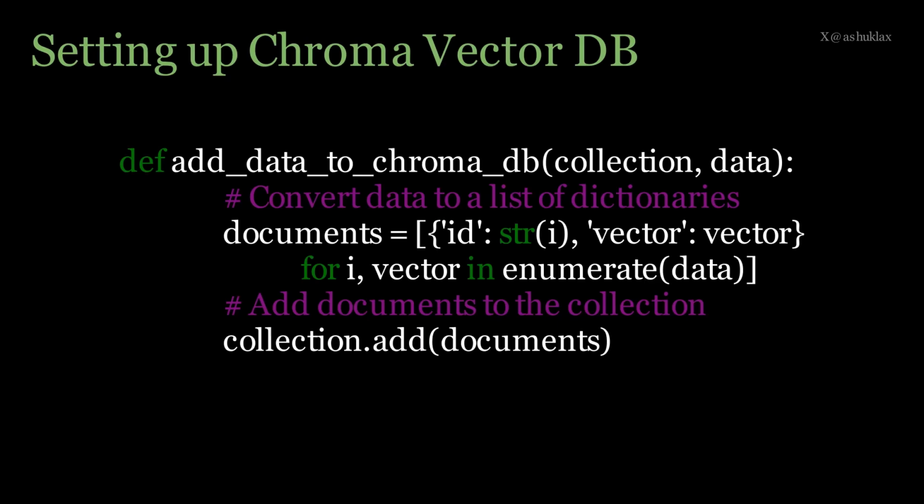Okay. Now the enumerate function is used to get both the index and vector from the data. It's simply like a zip kind of function. Then we need to add these documents to the collection we have created. Simply you say collection.add and pass these documents you have just created. This line is going to call the add method on the collection object and pass the documents list as an argument. So once you run this, it's going to add the documents to the Chroma collection. So in summary, this function converts the input data into a list of dictionaries, each with an ID and a vector, and then adds these dictionaries to the specified Chroma collection we created.